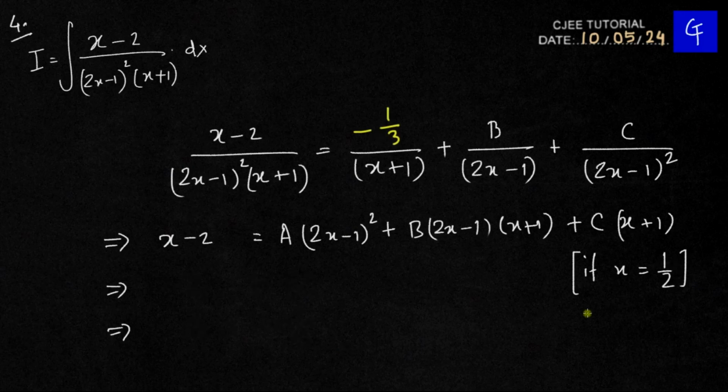Now if x is 1 by 2 or 1 over 2, then this first term cancels out because the coefficients of a and b both become zeros, and what we have here is negative, I think, 3 by 2.